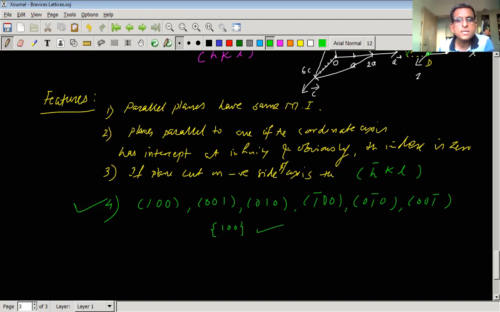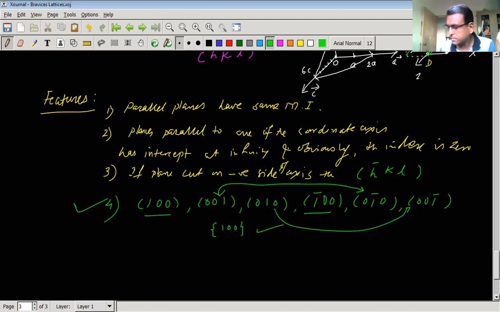And here, this and these indices are indices of opposite planes. If one plane is on the left side, another plane will be on the right side. Similarly, these two indices are of another two opposite planes. And similarly, these are also indices of another two, these and these. So these are indices of the opposite planes.